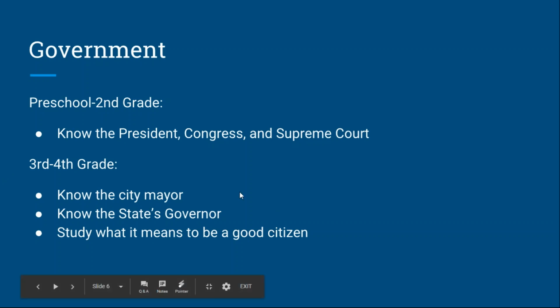Then when you get to third and fourth grade, that's where you study your city government and your state government. Again, visit the county courthouse, visit the state house. I recommend taking them to both the Democratic Party headquarters and the Republican headquarters. You want them to be well-rounded. You want them to know what the differences in the two groups are. So let them hear both sides.